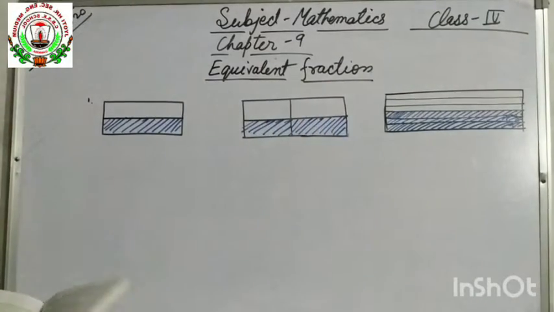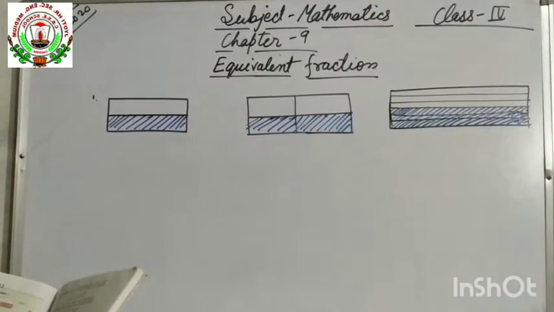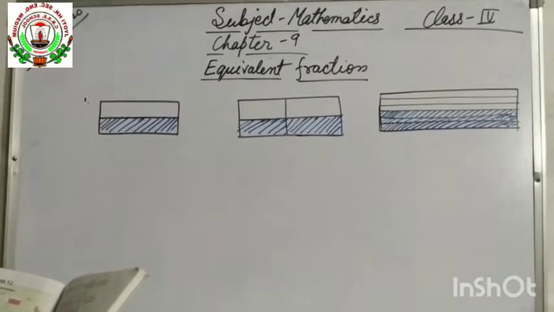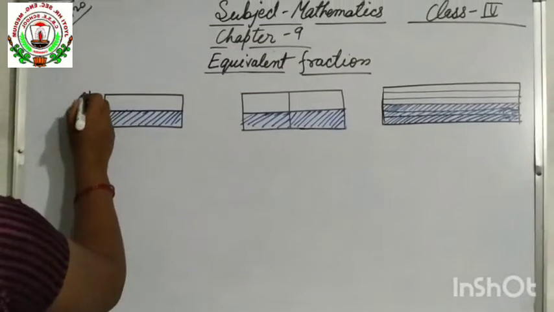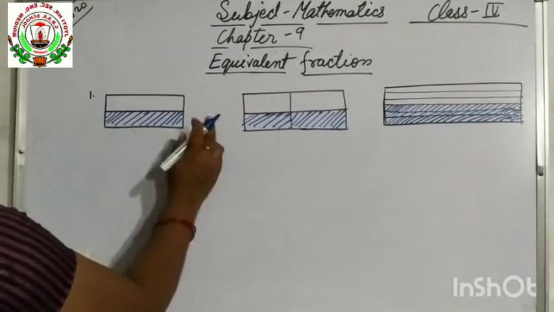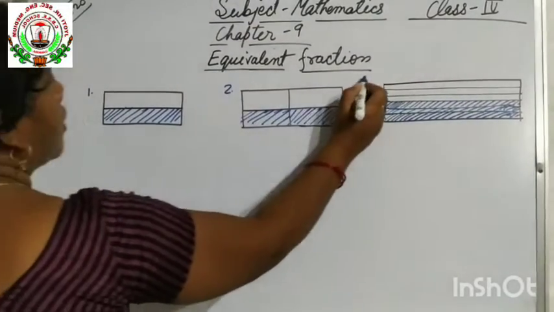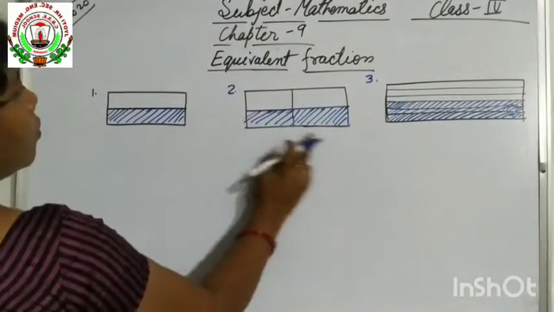Today we will see equivalent fractions. Now what is an equivalent fraction? That means if all the fractions are equal, then we can say these are equivalent fractions. For explaining this, I have drawn here three pictures, 1, 2 and 3.